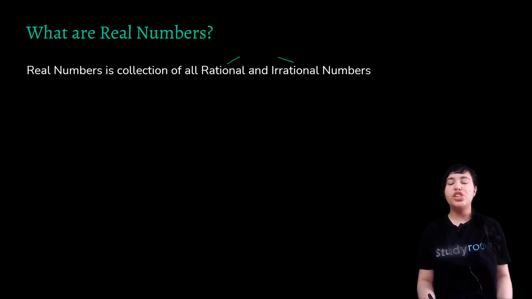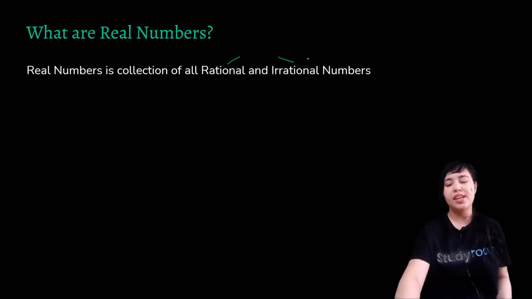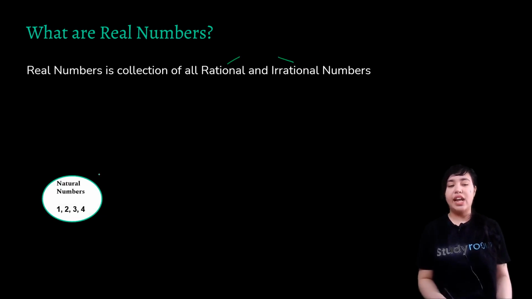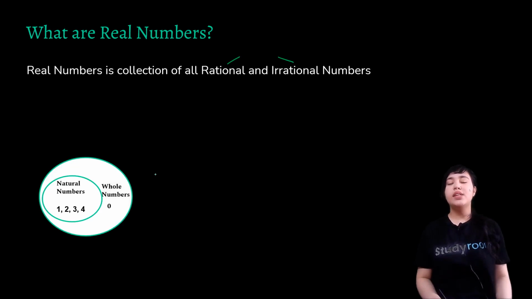Rational numbers are those which can be expressed in the form of a fraction, and irrational numbers are those which cannot be written in the form of fractions. Rational numbers consist of natural numbers which start from 1 and go on like 2, 3, 4, etc. Then we have whole numbers which start from 0 and then proceed like natural numbers. So examples would include 0, 1, 2, 3, etc.